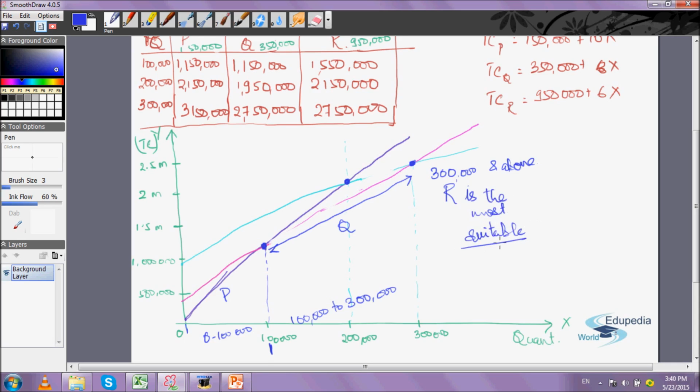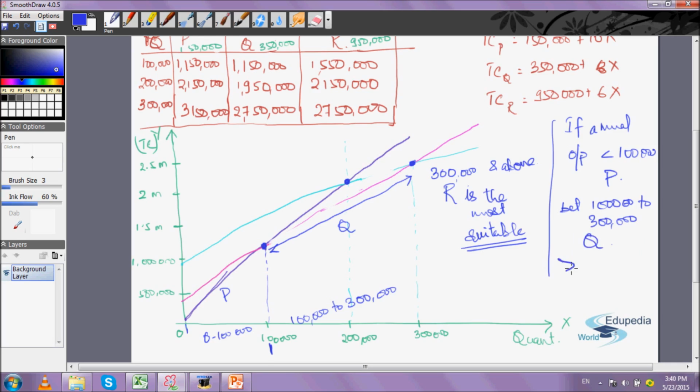Now the company will have to see and decide based on what their total annual output is. If their total annual output is going to be less than 100,000, they'll have to go for P. If it is between 100,000 to 300,000, then they'll go for Q. And in case it is greater than 300,000, then the most suitable would be R.